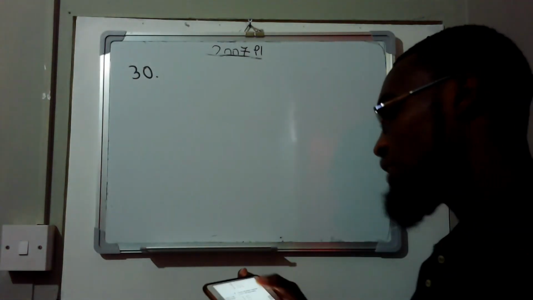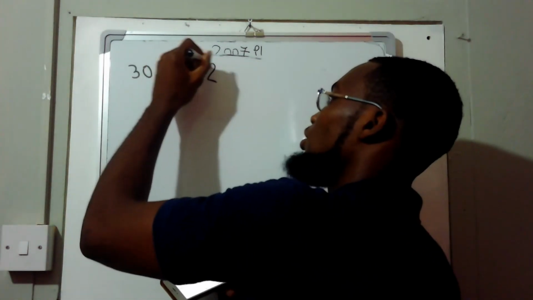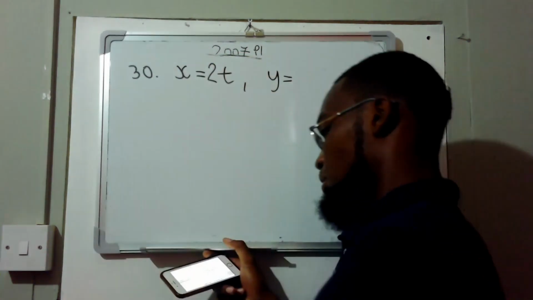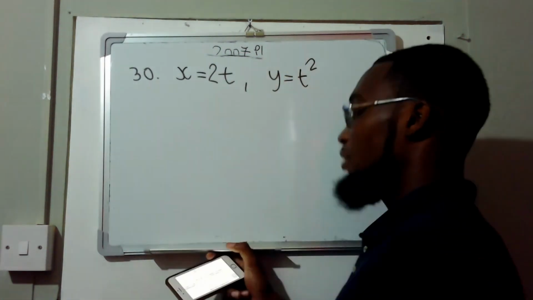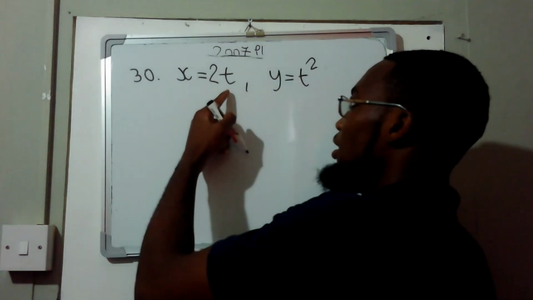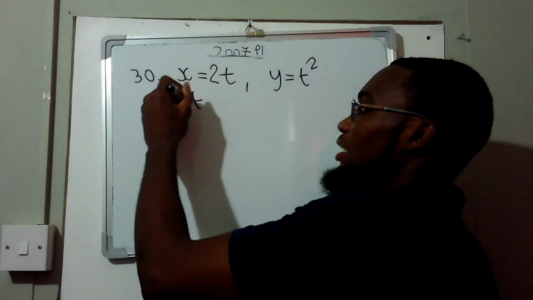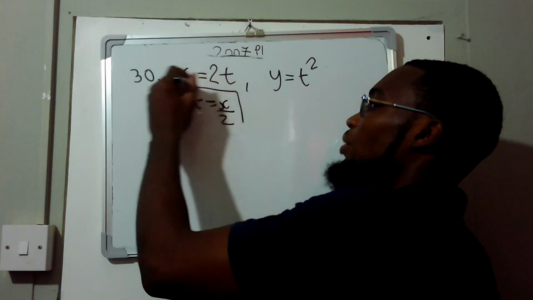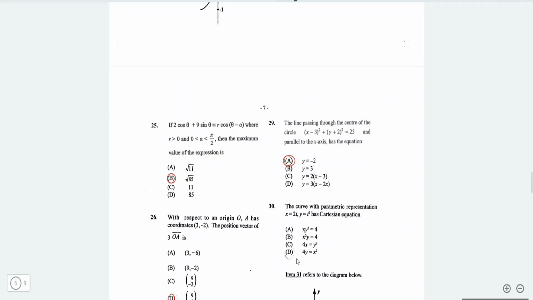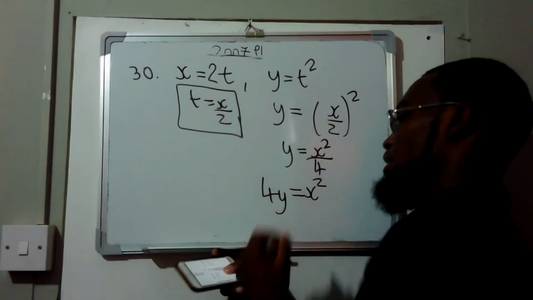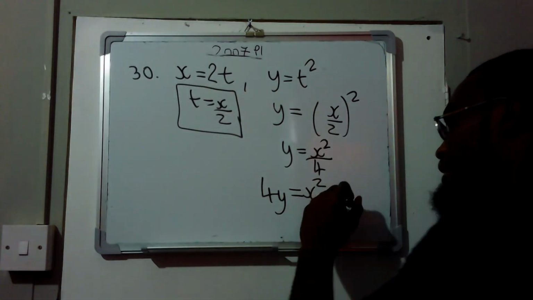Question 30 gives us a parametric equation: x equals 2t, y equals t squared. Find the Cartesian equation. If x is 2t, then I can divide by 2 to get t is x over 2. Then I'm going to plug t as x over 2 into y. So y becomes (x over 2) squared, so y is now x squared over 4. Cross multiplying, this is 4y equals x squared. That looks like option D.